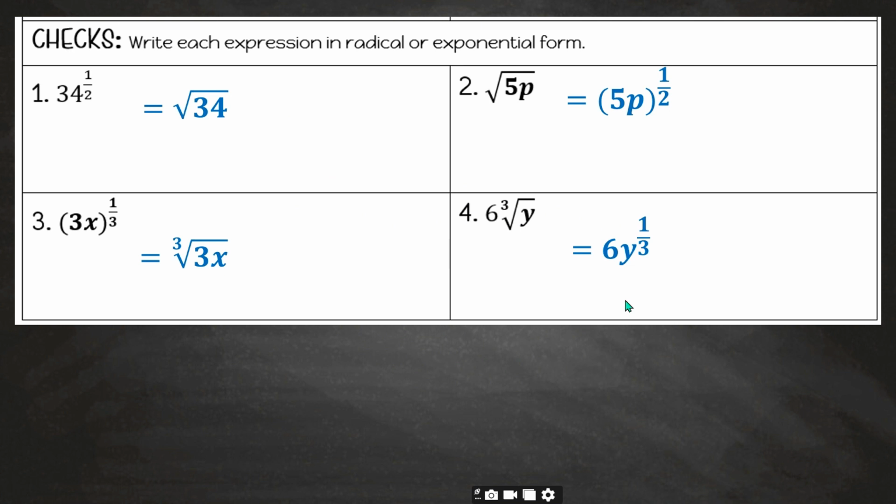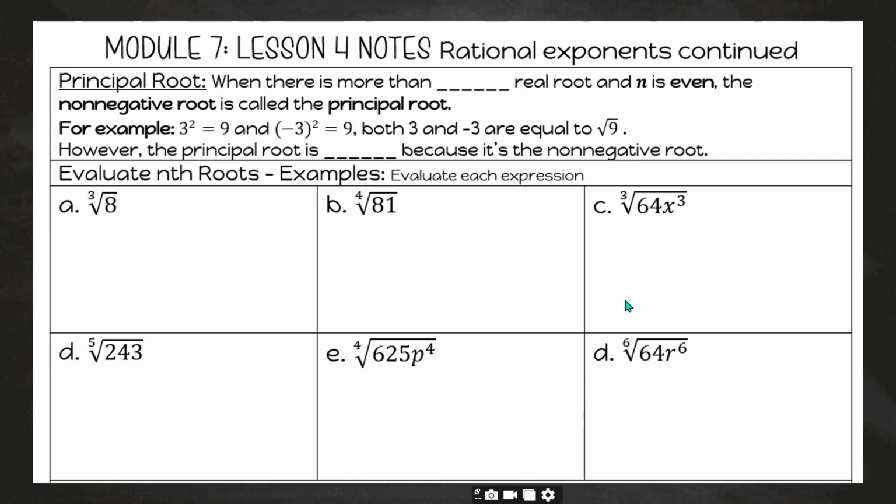Okay, I'm just trying to help you understand what it is to be an equivalent expression so that you can go back and forth between radical form and rational exponent form. All right, we're going to continue on here with our lesson 4 notes, and now we're going to learn about principal roots.